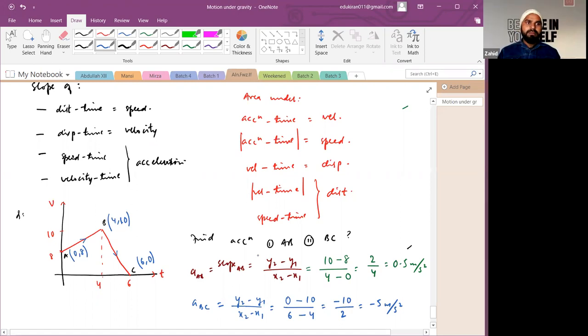So this is all about this graph. Just revise this whole part. In the next class, I will give you some more problems related to this, and then we will start chapter number 4, that is vectors. Okay?